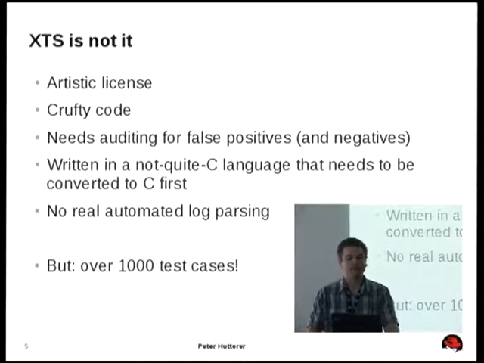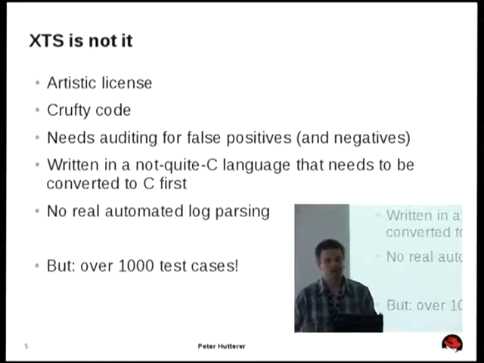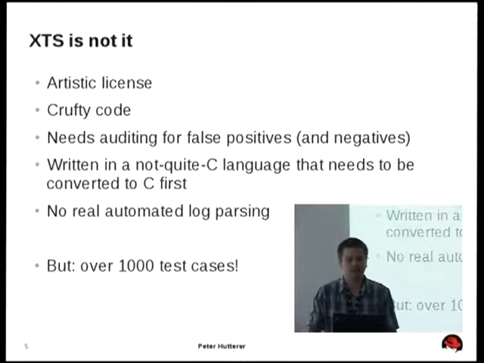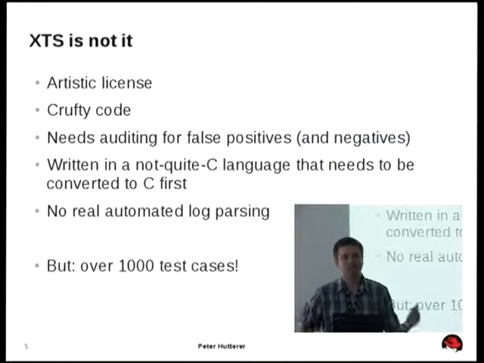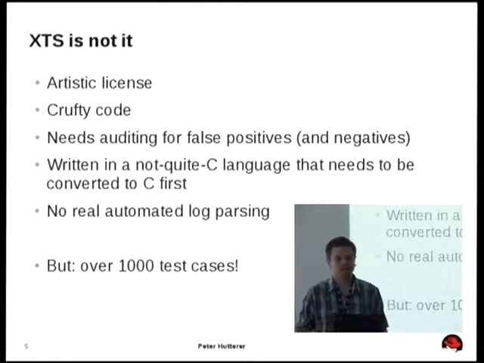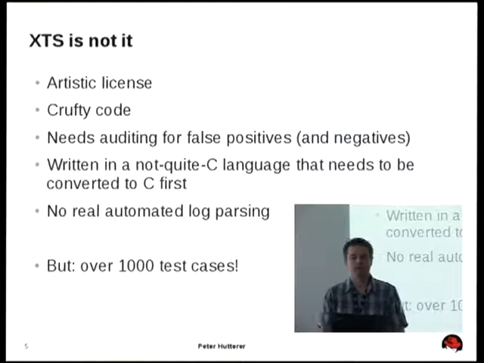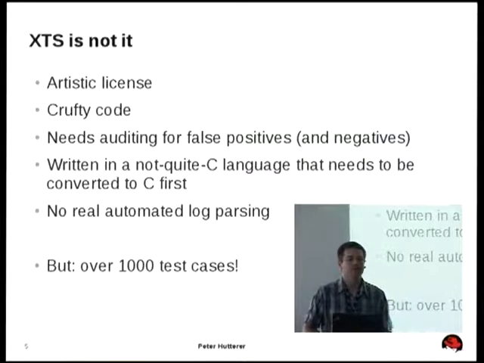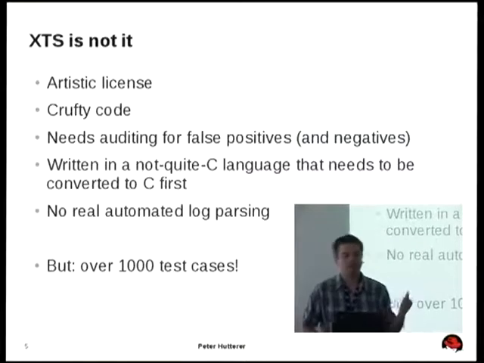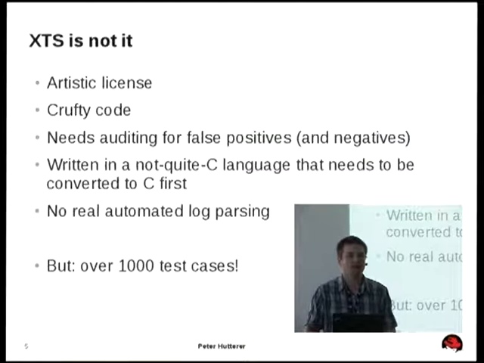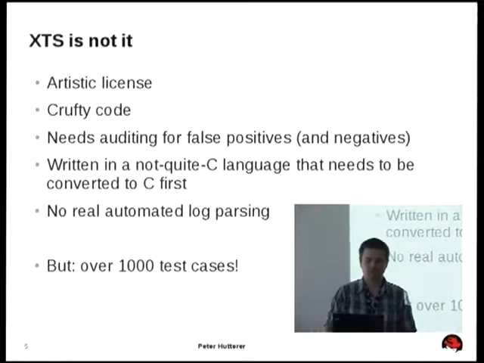And even though the tests, once they're actually in C, are a bit better to read, it's still very painful. And as I said, it was written about 15 years ago or something, so you can see it in the code. There's no real automated log parsing. So yes, you get all these logs, but you still have to go through them manually to actually figure out what failed and what didn't. Which also means why it needs the auditing. The one thing XTS has going for it, it's got around about 1,000, 1,100 test cases. I didn't actually count them, I just ran a git grep, so that number might be off by a few.